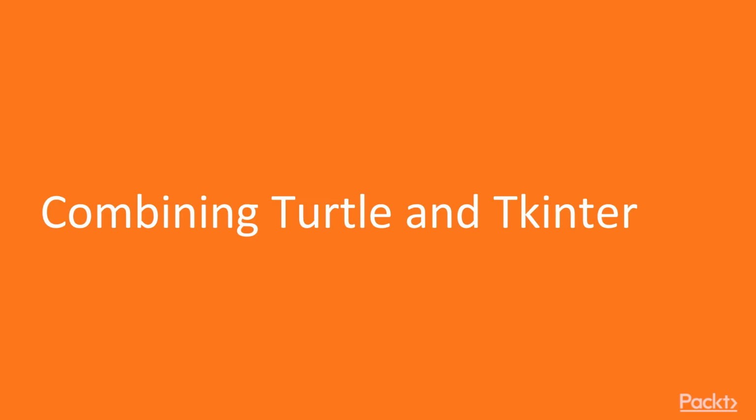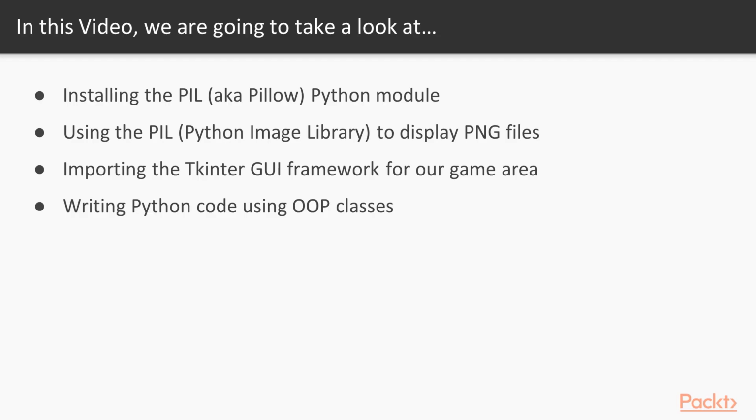In this first video, we will combine Tkinter with Turtle. We will install the Python image library, which is called PIL, but for Python 3, we import PIL, but we install what is called the pillow package. So that's what we're gonna do first. Then we'll be using PIL to display PNG files. And after that, we will import Python's Tkinter GUI framework to enhance our game area. And we will be using Python code, using object programming classes. So we'll do some OOP.